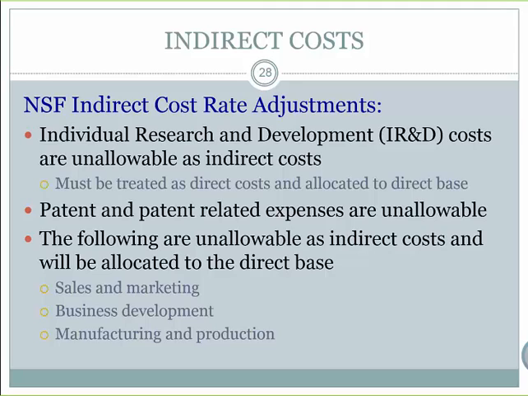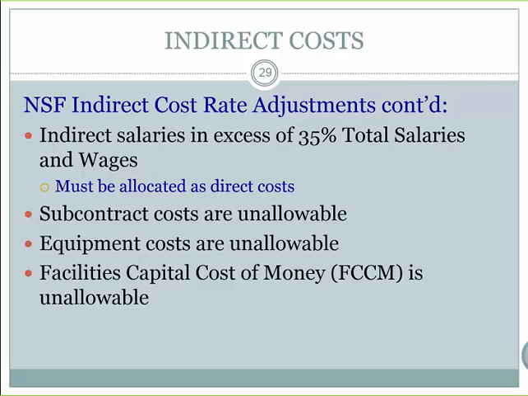The additional unallowable indirects are as follows: sales and marketing, business development, manufacturing, production. If we see those again, we'll pull those out. Indirect salaries in excess of 35% of total salaries and wages must be allocated as direct costs until they go into the base. Subcontract costs are unallowable, totally, we'll pull that out. Equipment costs are unallowable, we'll pull that out. Facilities capital cost of money is unallowable.